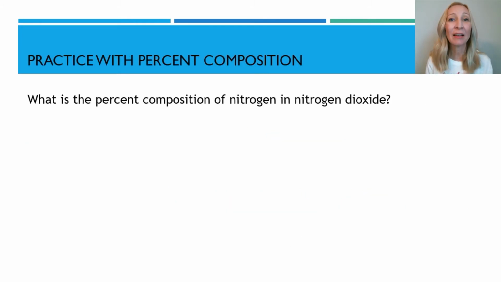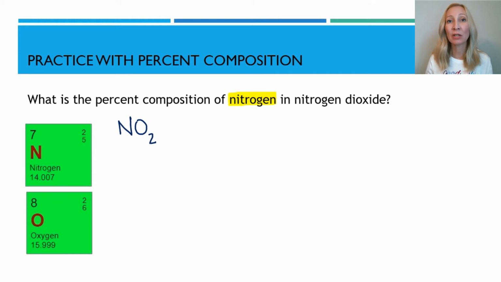All right, let's try another practice problem. What is the percent composition of nitrogen in nitrogen dioxide? So nitrogen dioxide is written as NO2. This is a covalent compound, so the Greek prefix is used to show that there are 2 oxygens for every 1 nitrogen in the formula. All right, and here are the square boxes on the periodic table, so you can see the masses of each element.